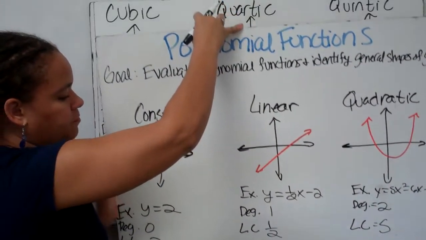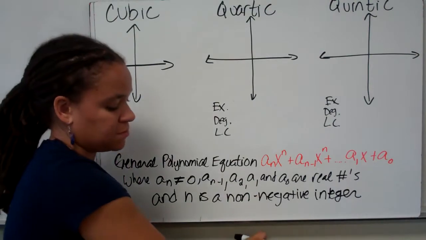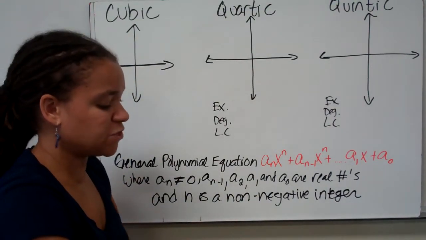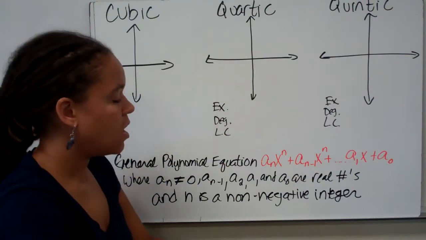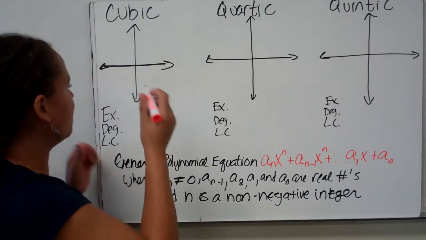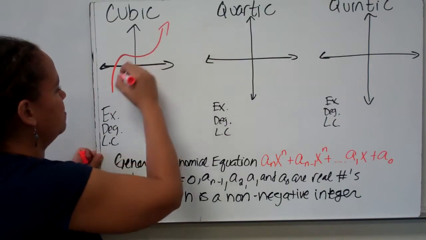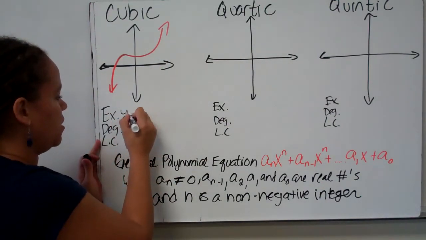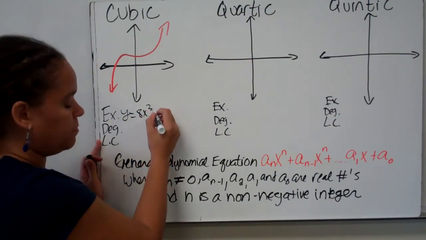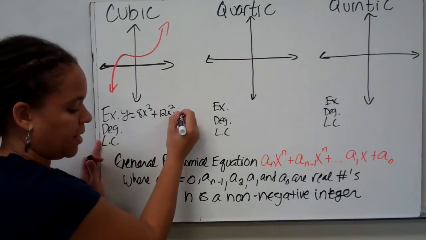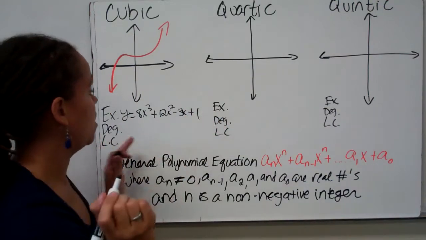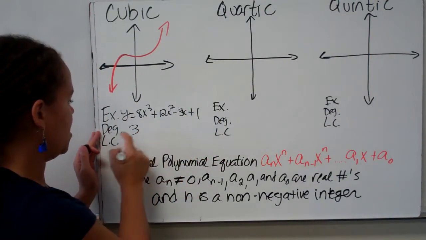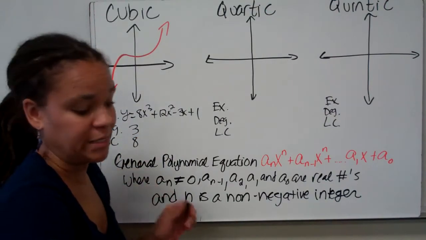All right. The other ones that you may know, not that you know them off the top of your head, but these are good ones to be familiar with. A cubic function may look something like this. The example would be maybe 8x cubed plus 12x squared minus 3x plus 1. So it's a cubic function. The degree is, of course, 3, and the leading coefficient would be 8.